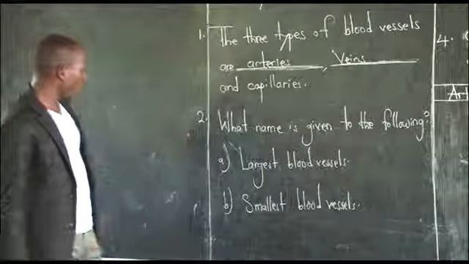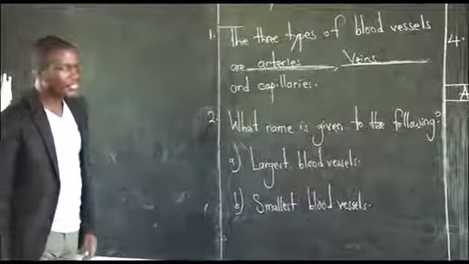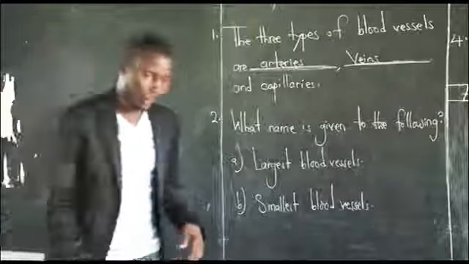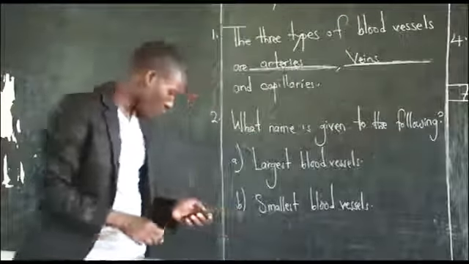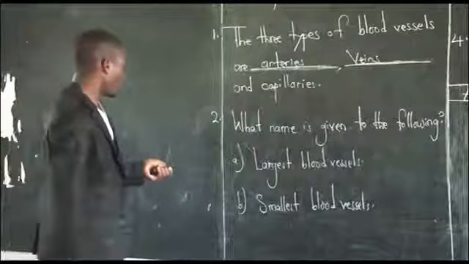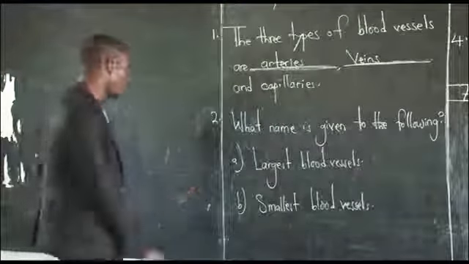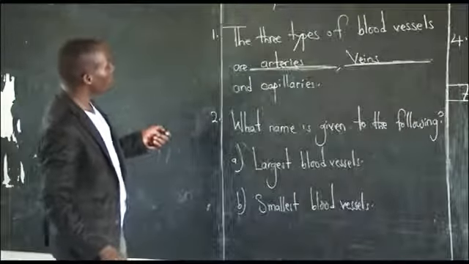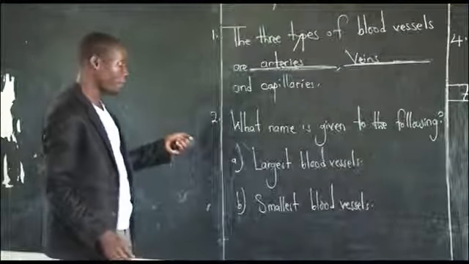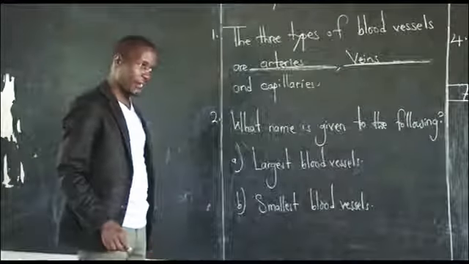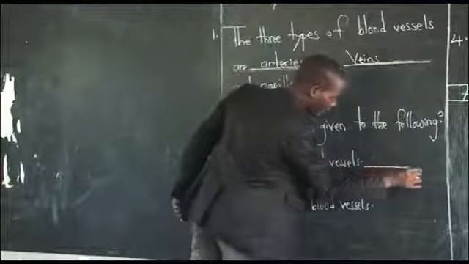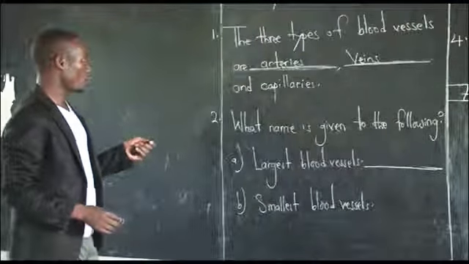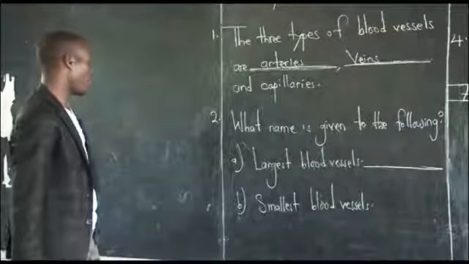Number two, we asked, what name is given to the following? A, the largest blood vessel. For A, we are asked to mention the largest blood vessel. From the three, arteries, veins, and capillaries, which are the largest blood vessels, please? You can answer here. Are they arteries, veins, or capillaries? Choose one of them as the largest blood vessel.